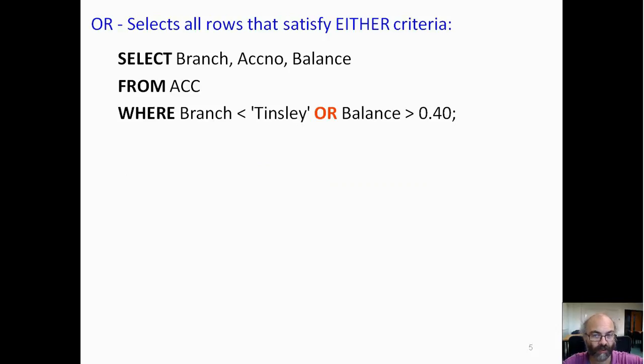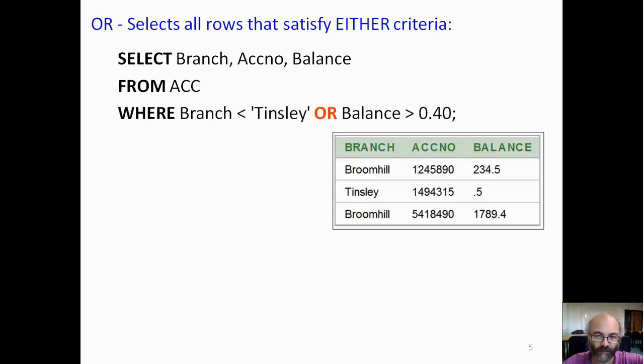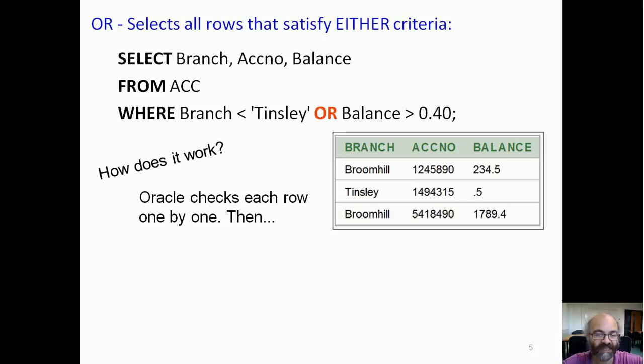Or also combines criteria. For example, the branch is before Tinsley, or the balance is over 40 pence. How does that work? Oracle checks each row to see that either criteria is satisfied, and it systematically makes the comparison for each row. Is the branch before Tinsley first row with Brewmill?